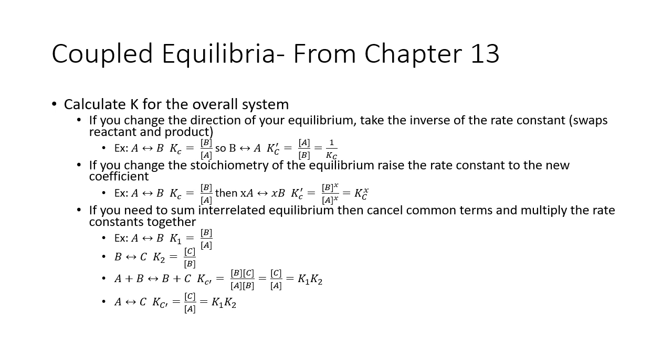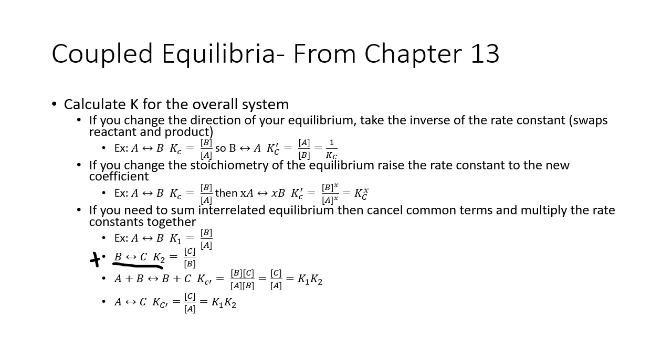Simple enough. If you need to get the sum of interrelated equilibria, then you cancel the common terms and multiply the equilibrium constants. So if we have A and B in equilibrium, K1 is equal to B over A. If we have B and C in equilibrium, K2 is equal to C over B. And if you put those two equations together, you just add them. You have A plus B in equilibrium with B plus C. And the Kc for that is BC over AB. The B's cancel, and you end up with C over A, which is the same as saying K1 times K2. Our overall summarized thing is A in equilibrium with C, where the Kc is equal to C over A, which is also equal to K1 times K2.